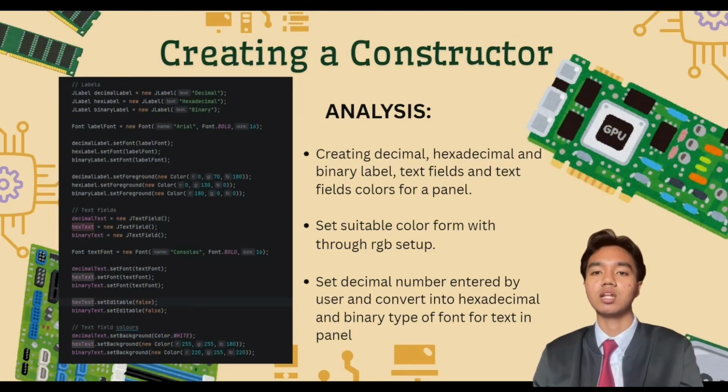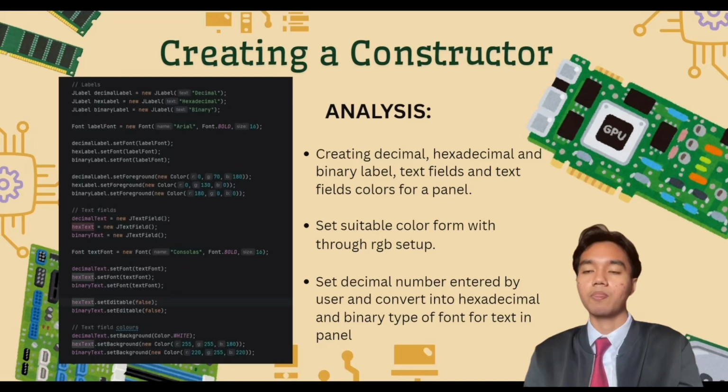First, we create a label and text field for decimal, hexadecimal, and binary values. We also customize a panel using RGB color settings to make the interface more attractive and easier to read. The program allows the user to enter a decimal number. Once the input is submitted, it automatically converts the value into both hexadecimal and binary format. This provides a simple and user-friendly way to perform number system conversion.